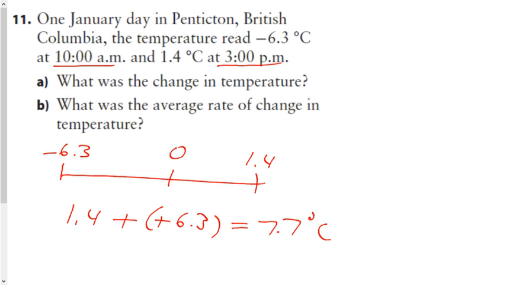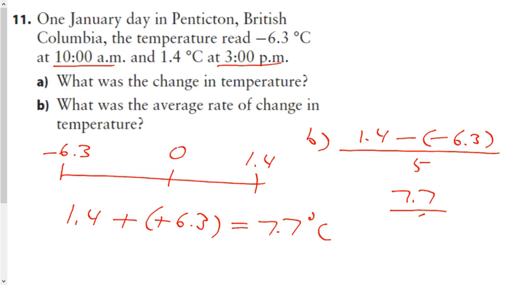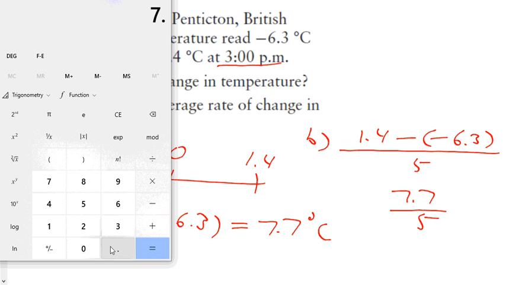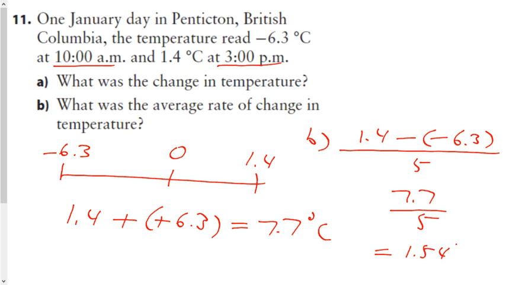So if I think of this B question as a BEDMAS question, I want the difference in temperature, and then I want to take that number and divide it by the 5 hours. If I think of that as a BEDMAS question, that's what it looks like: the difference in temperature divided by the 5 hours, or 7.7 degrees divided by the 5 hours. 7.7 degrees divided by the 5 hours means the average rate of temperature change was 1.54 degrees Celsius.